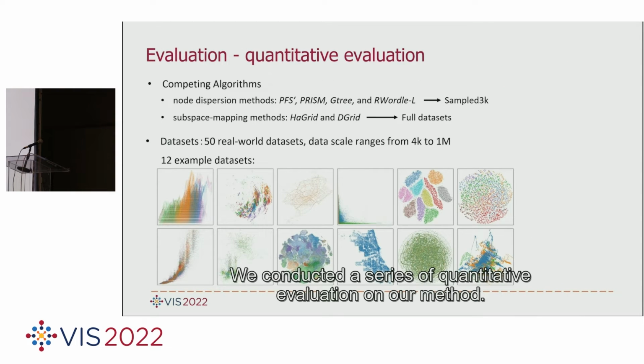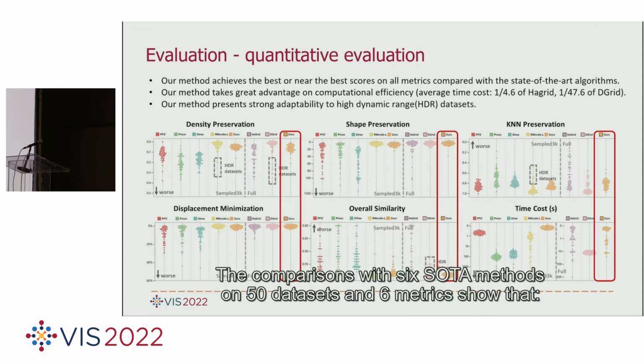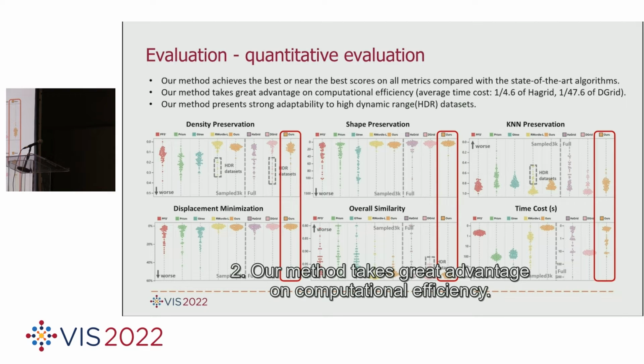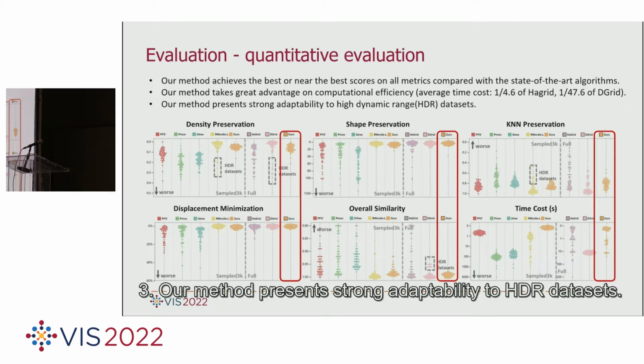We conducted a series of quantitative evaluations on our method. The comparisons with 6 state-of-the-art methods on 50 datasets and 6 metrics show that: first, our method achieves the best or near the best performance on all metrics. Second, our method has a great advantage in computational efficiency. Third, our method presents strong adaptability to HDR datasets.